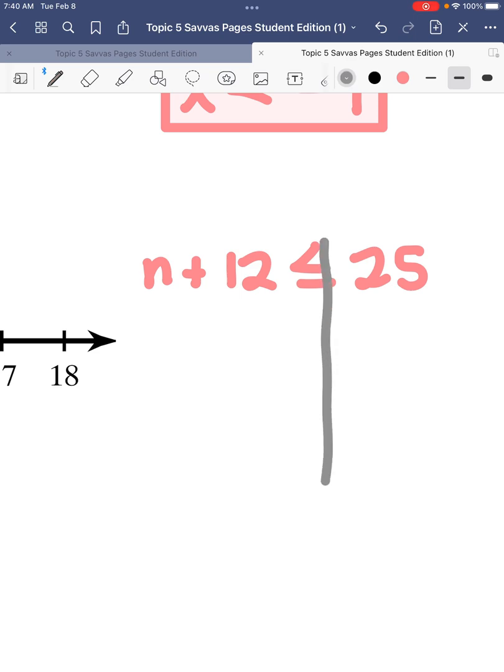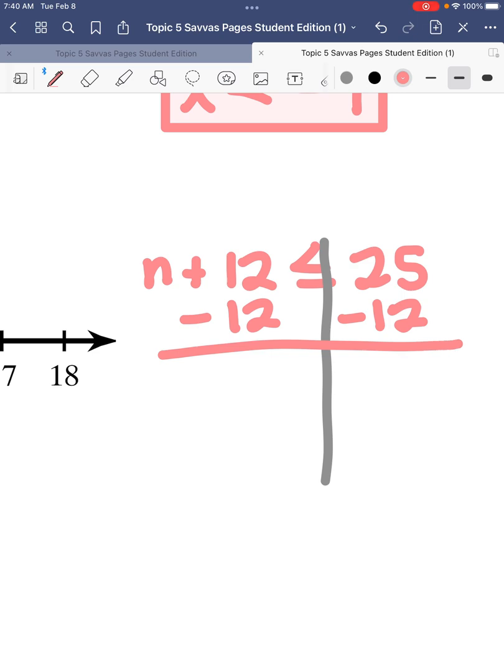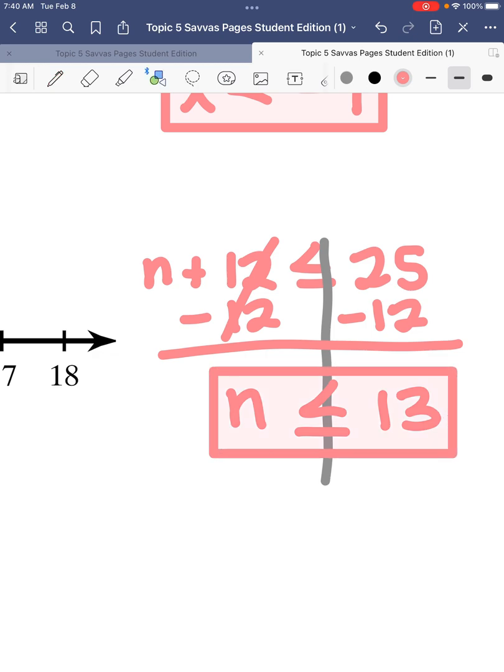Well, to get that n by itself, I know it's connected to a positive 12. So how do I undo a positive 12? Well, I subtract 12. So I'm subtracting 12 on both sides. Now on the side with the n, my 12s cancel out and n is by itself. There was no reason for my sign to change, so it stays less than or equal to. And on the other side, 25 minus 12, whether you do it in your head or put it in a calculator, you're going to get 13. n is less than or equal to 13 is our solution.